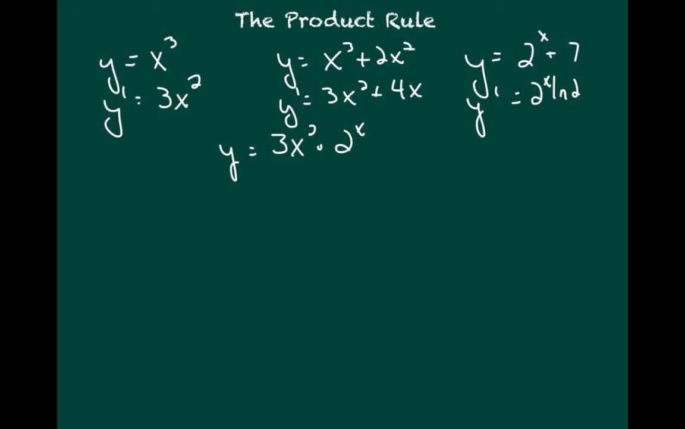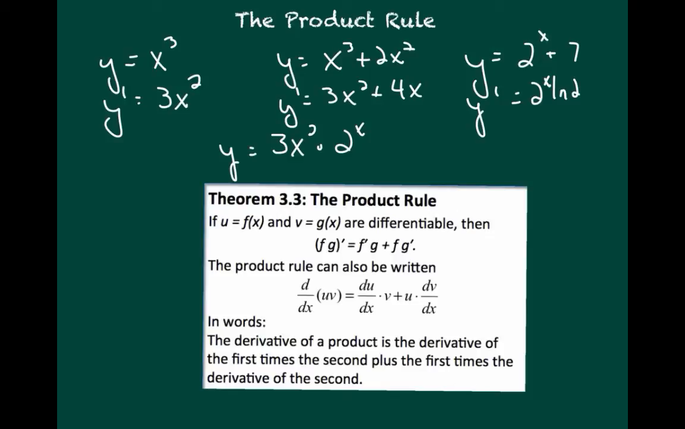Okay, the product rule is this. If we have the product of two functions, f of x and g of x, and we're taking the derivative of that product, it simply equals the derivative of the first function times the second plus the first function times the derivative of the second.